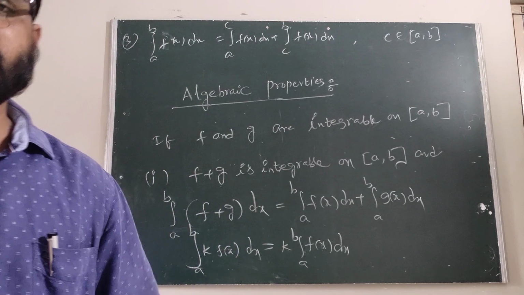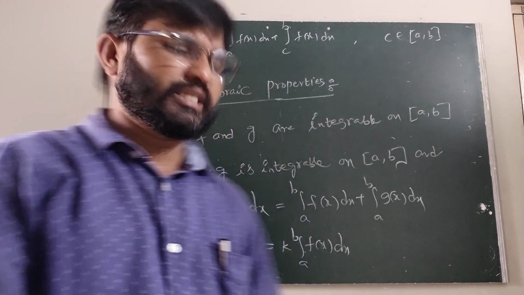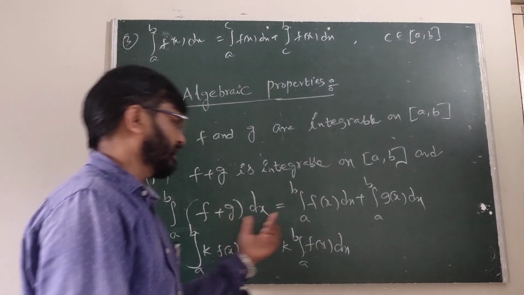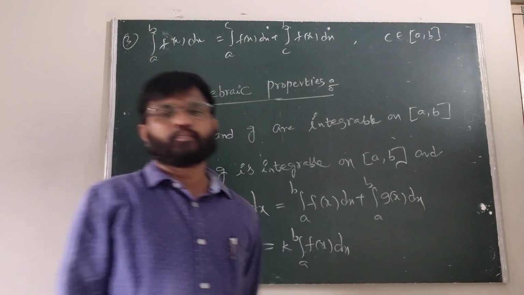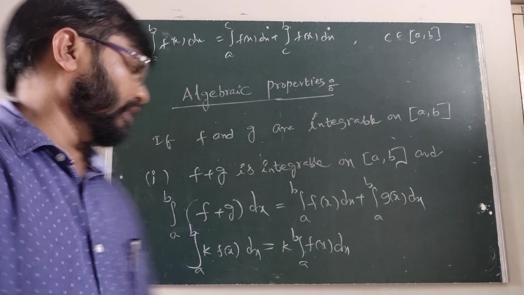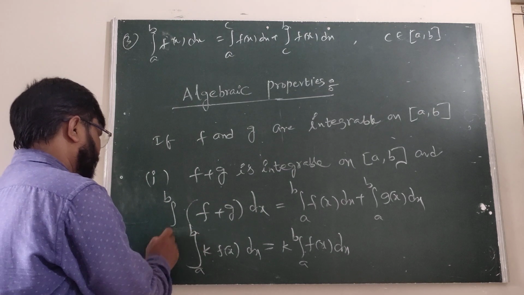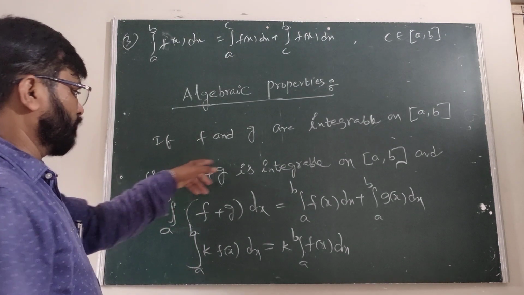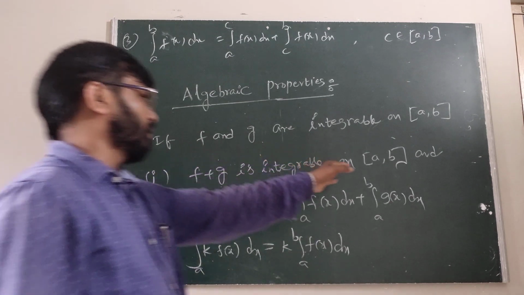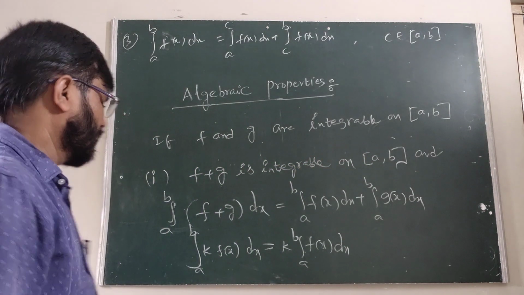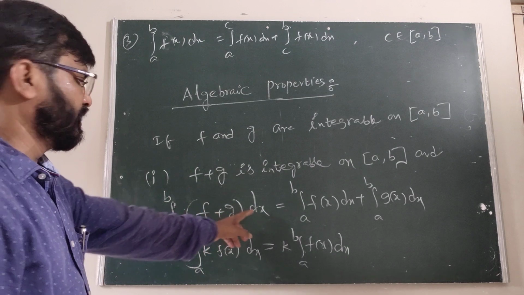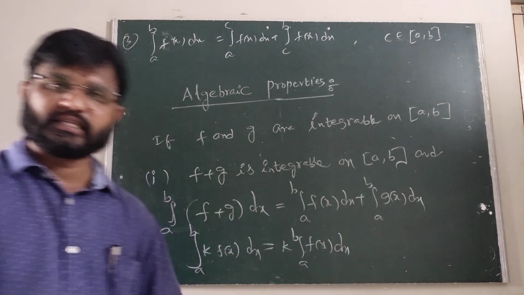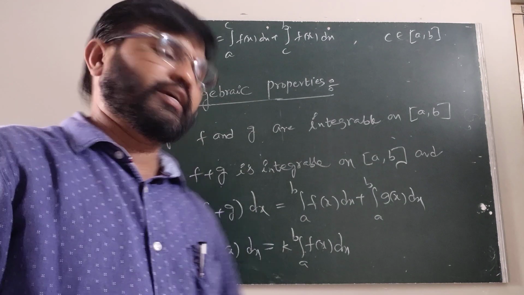Now we are going to discuss some algebraic properties. We know that in the indefinite integral, the integral of f plus g of x can be written as the integral of f of x plus the integral of g of x. Here also it is the same. When you are taking the limits a to b, then f plus g is integrable on the interval [a, b], and the integral from a to b of (f plus g) dx equals the integral from a to b of f of x dx plus the integral from a to b of g of x dx.